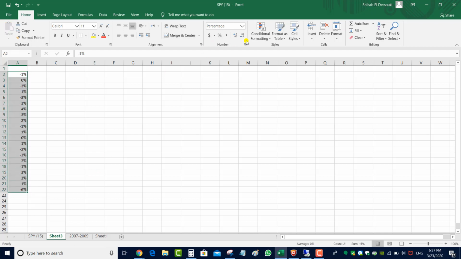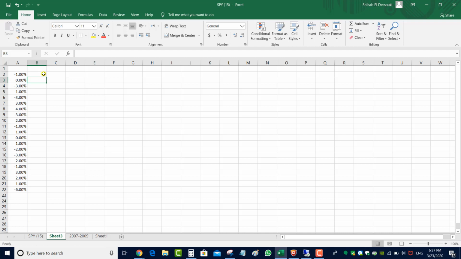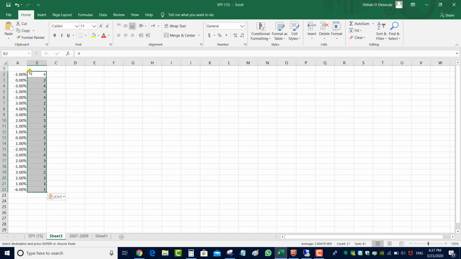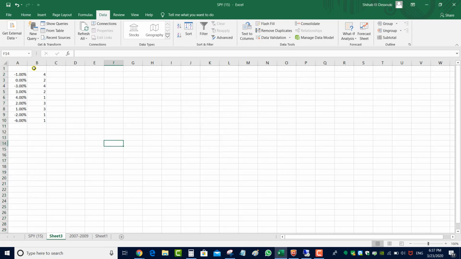Okay, so I'm going to change it to percentage. And then I'm going to count. So equals COUNTIF, range, sell. And then I'm going to extend the formula, and then I'm going to copy paste the values because I'm going to remove the duplicates if there are any. It's such a small amount of data. Remove duplicates. Yes, okay, I removed some duplicates. I'm going to give the columns a name, and then I'm going to just sort by largest to smallest.